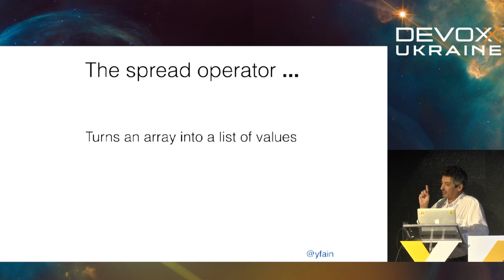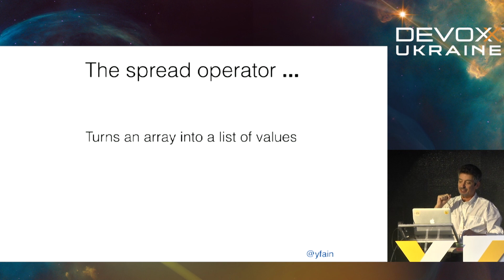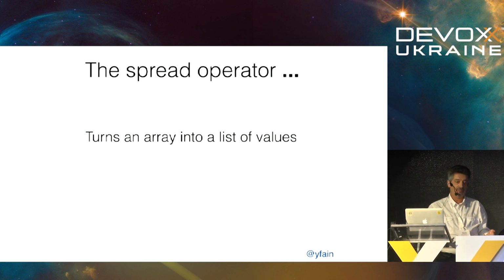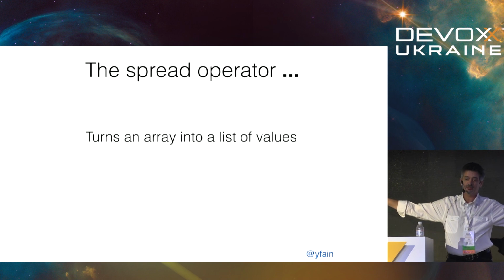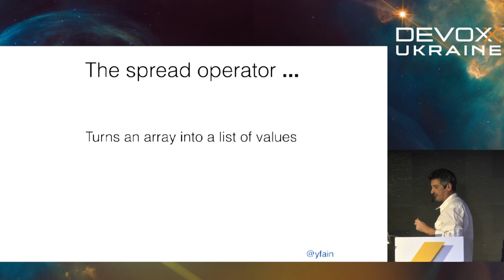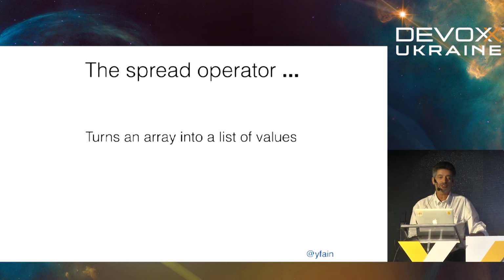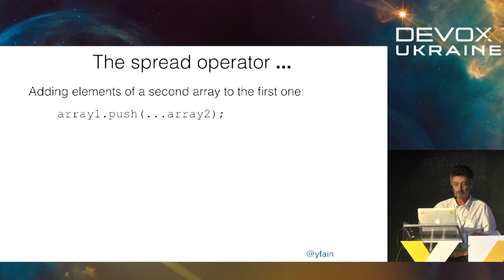If the REST operator would take multiple values and put them together into an array, the spread operator does the opposite. It takes an array and spreads it apart. It gives you individual elements. Really, really cool operator. I really like it. So it turns an array into a list of individual values.